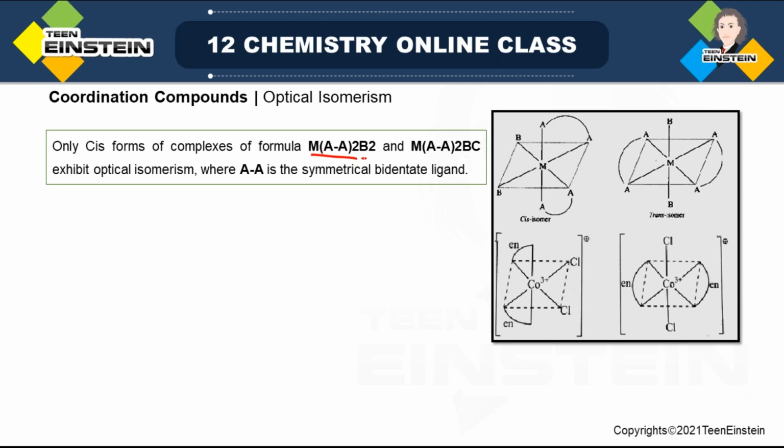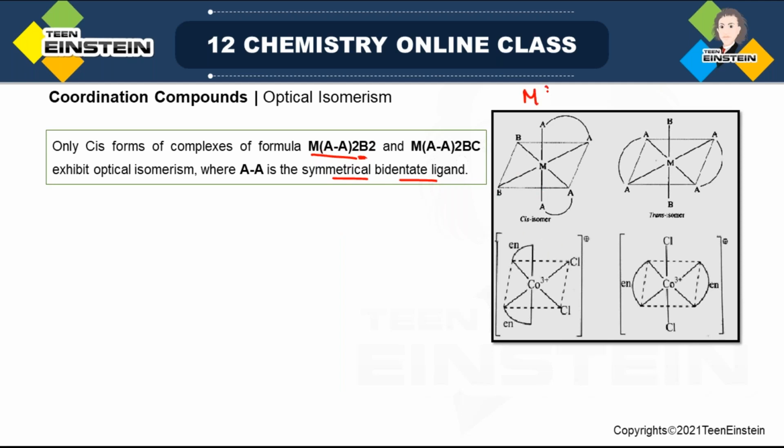So here B and C, both these are monodentate ligands, and as capital A hyphen A is written within brackets, that means it is a symmetrical bidentate ligand. Symmetrical because both ends are the same, and it is written within brackets, and these two A joined by a hyphen mean it is a symmetrical bidentate ligand. So when we have a compound of this type, then the cis form of this type of complexes will exhibit optical isomerism. So here we have taken the example.